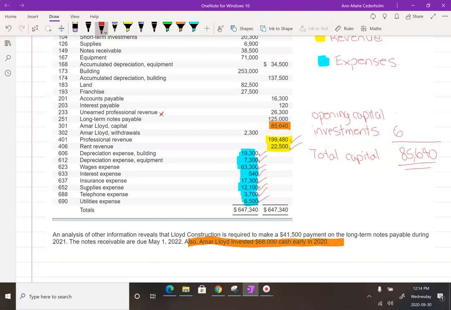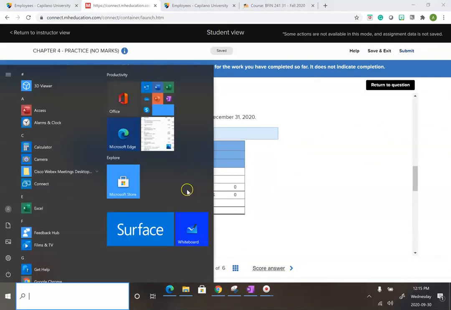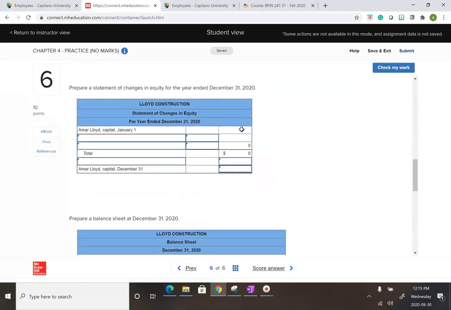So if I know that this was what was invested, the $60,000, if I just work backwards, take 85,640 minus 60,000, that will give me opening capital of 17,640. So it's this number that I'm going to go ahead and start my statement with. Okay, so here I'm going to put the 17,640.